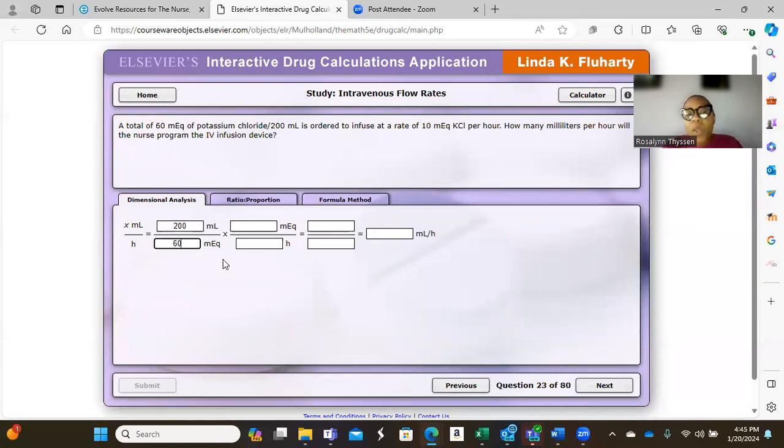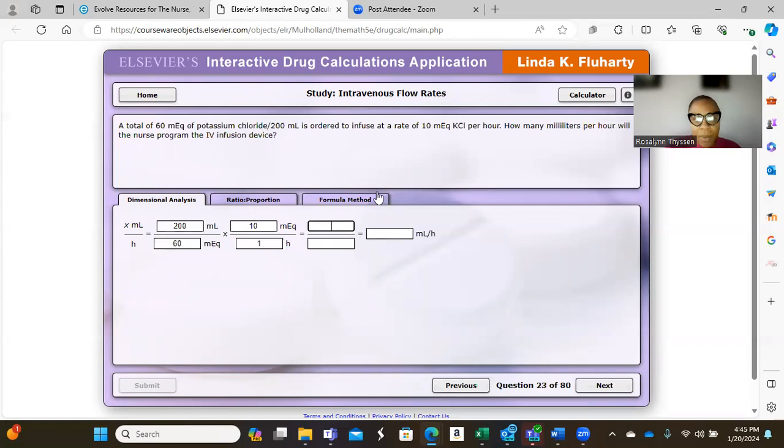All right. Milliequivalents is at the bottom, so I know it has to go at the top. All right. So I got 10 milliequivalents in 1 hour. Okay. Can I stop here? Yes. So milliequivalents cancels out. I'm left with mils per hour. If what I'm left with equals what I'm looking for, then I set it up correctly.